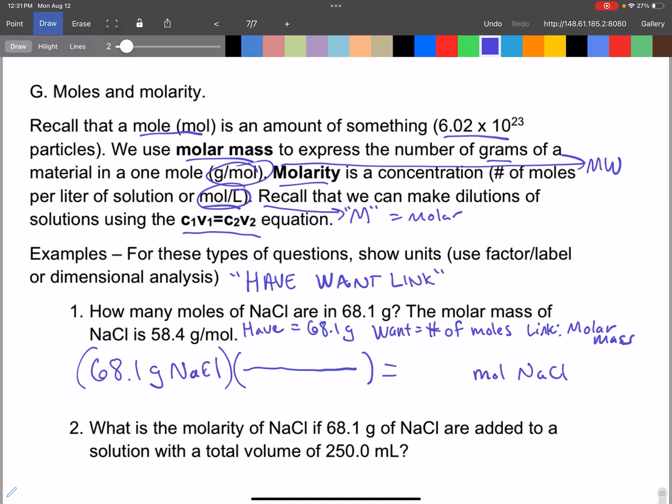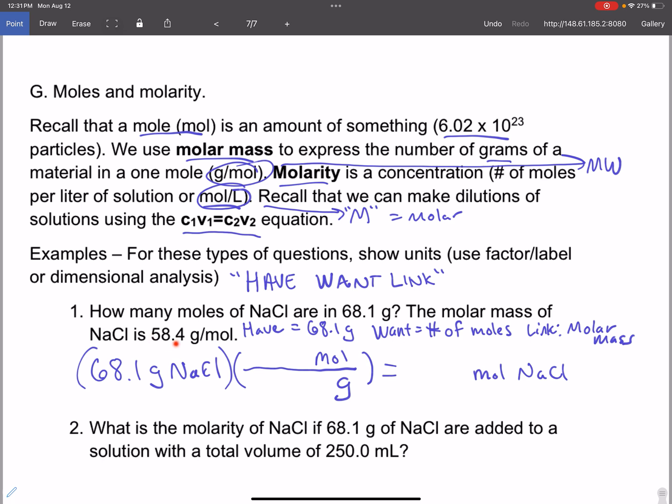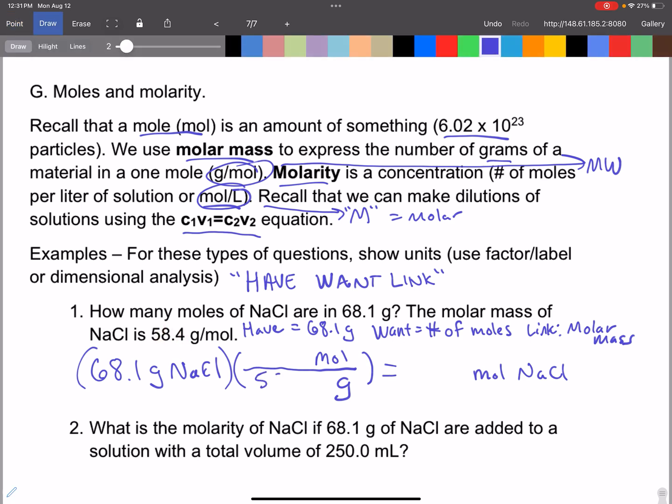And how do we do this? Where do we put it, in the numerator or the denominator? Well, notice we want the units of grams to go away, and we want the units of moles to appear in our answer. So we need to cancel out grams. We need grams in the denominator, and we need moles in the numerator. If you look carefully at this molar mass here, 58.4 grams per mole, the 58.4 goes with the grams. So that goes in the denominator, and we've got 1 mole implied in the numerator.